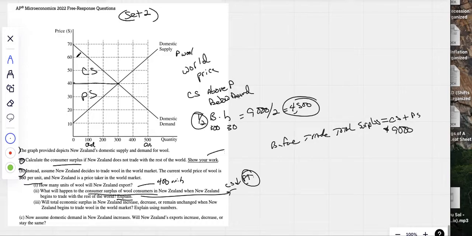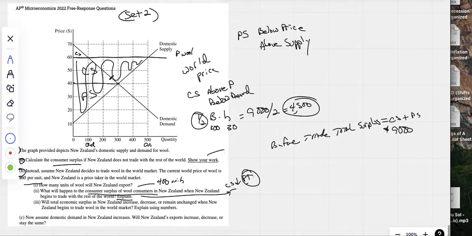Now when we start trading with the world, that's our price of wool. This is our consumer surplus. But all of this area here, remember, if we're doing producer surplus, it's everything below the price but above the supply curve. So all of that triangle now, due to the exporting, is what we call producer surplus.